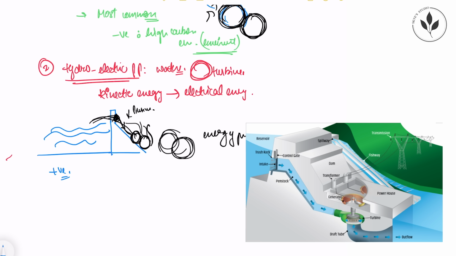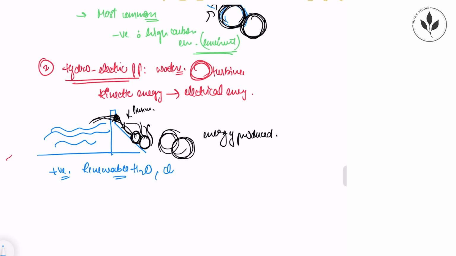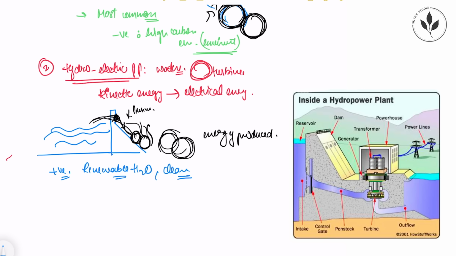The positive point of this hydroelectric plant is that it is renewable because we are using water. It's a very clean process. We don't get any pollution or harmful gases out of these power plants. But the negative, or we can say a constraint about a hydroelectric power plant, is the availability of water.